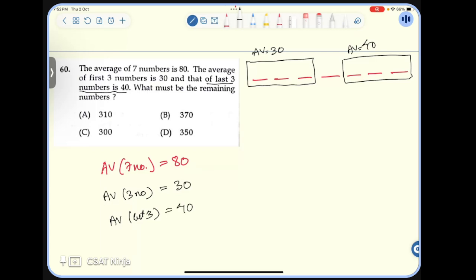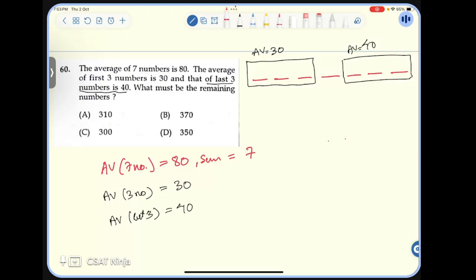We have discussed the average formula, but let's derive something here. The average formula was the sum of the terms divided by the number of terms. If I want to find the sum of the numbers, how do I do it? I'll transfer this to the other side. That means average into the number of terms will give me the sum of the terms. So this is what I'm going to use: sum is equal to number of terms into average. So can I find the sum of all the numbers? The sum of all the 7 numbers.